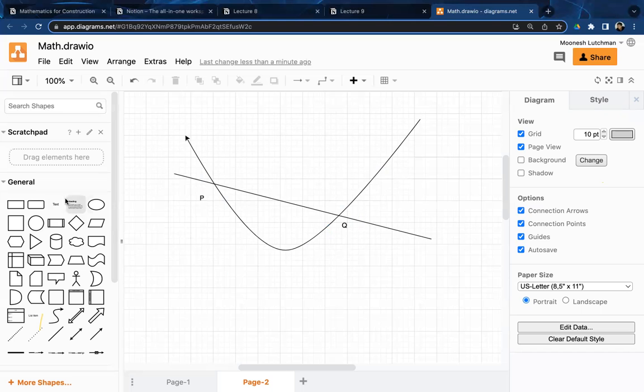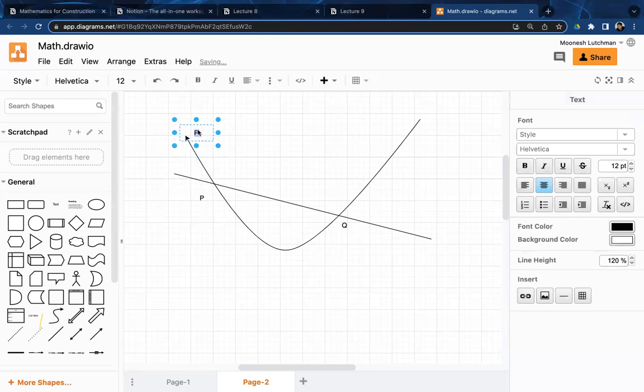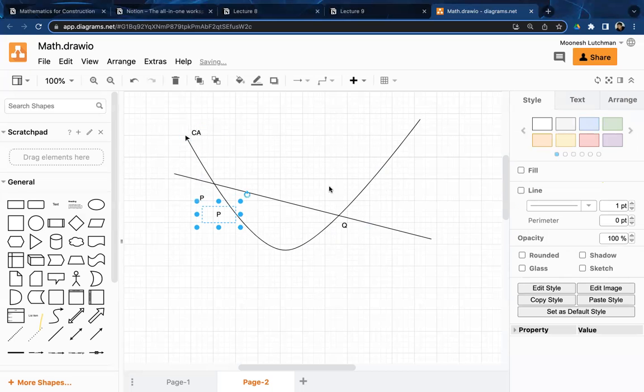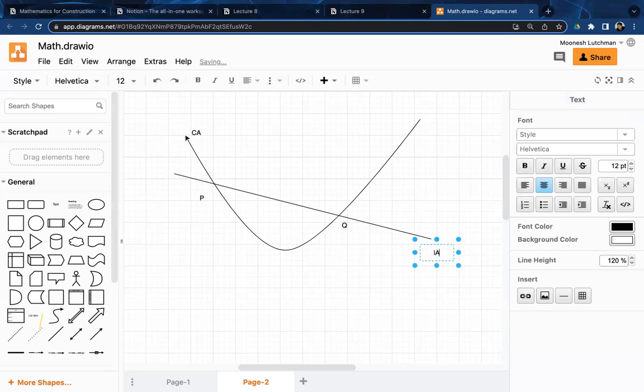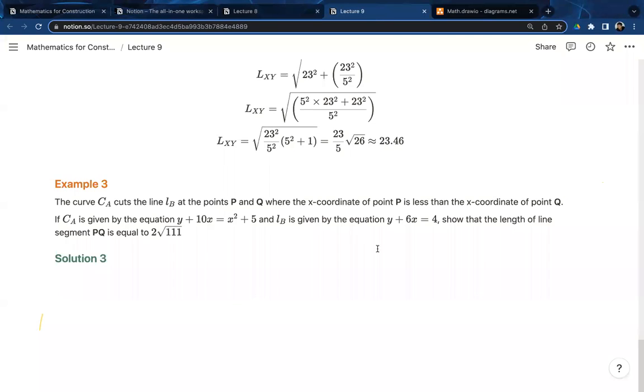The curve is C1. I could represent the curve here as C, and the straight line I could represent by L, right? So L is a straight line, C is a curve. They intersect at 2 points P and Q. I want you to show that the length of the line segment PQ is 2 by the square root of 111. So I'm telling you what the length of the line is. I want you to show that, okay?